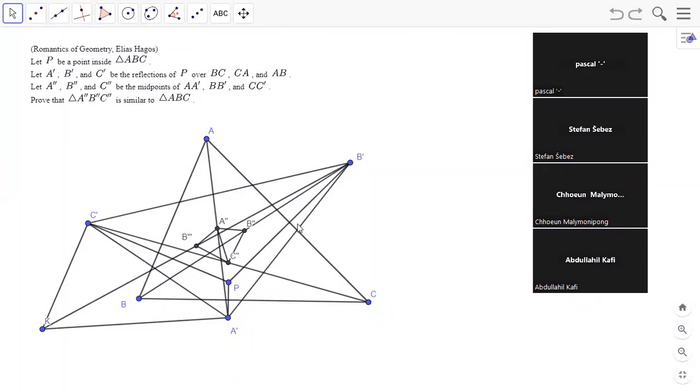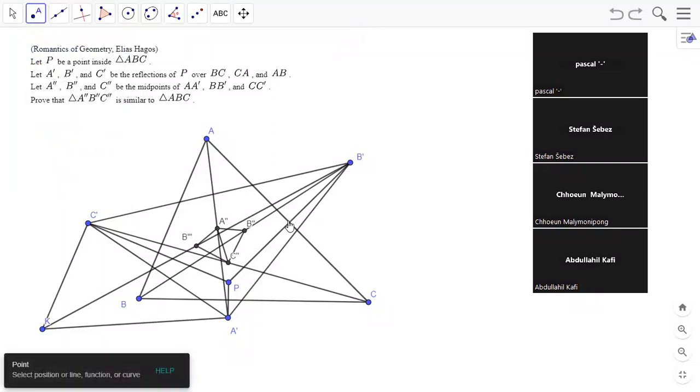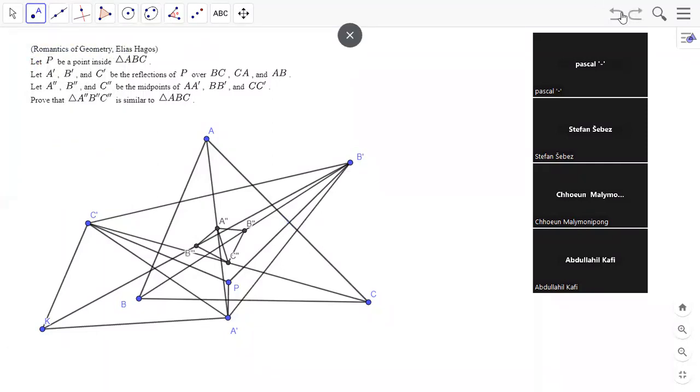So let's see, if we label this point right here, D B double prime is parallel to C double prime K. Yeah, we have so many midpoints here. That would be parallel. Wait, is that right? No, I think I did it wrong. So PK would be parallel to that.